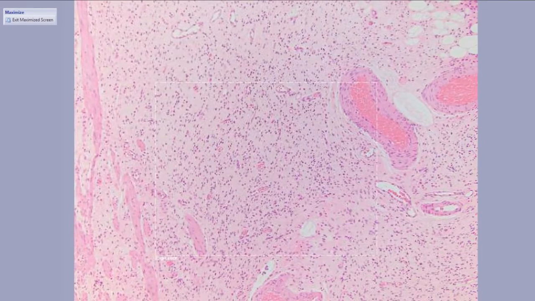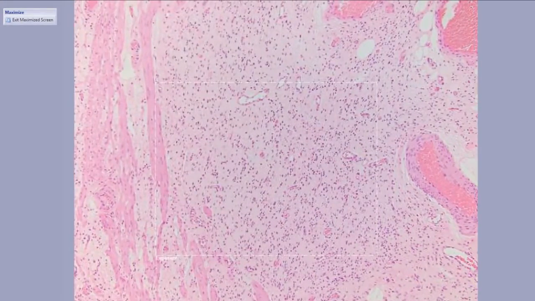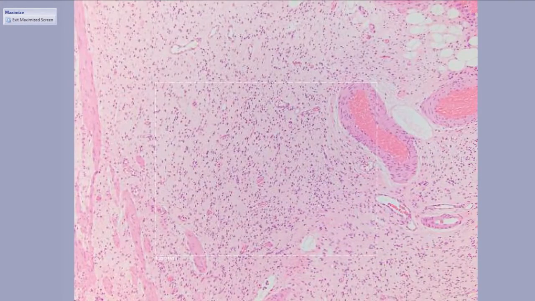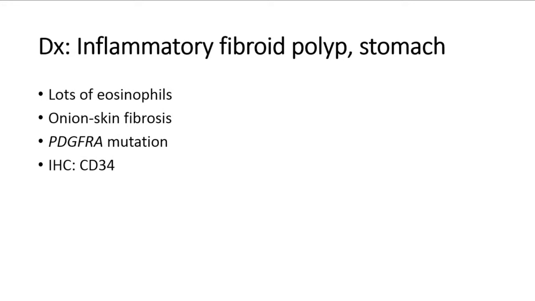Let's try another GIST marker, CD34, which is positive in GISTs. That's also going to be positive in this little polyp. And let's say you send off for mutational analysis and you find a PDGFR mutation. Do not be fooled by that mutation plus the CD34 positivity, because this is not a GIST. This is actually an inflammatory fibroid polyp of the stomach.